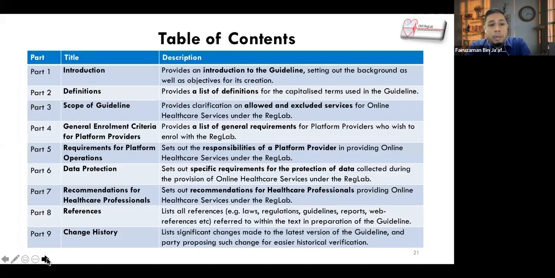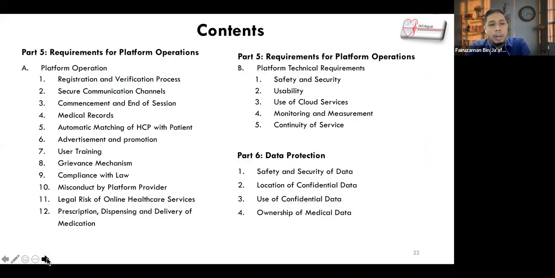These are just an overview of the contents of the guideline. We have the scope of the guideline, general enrollment criteria for platform providers, which for now is for the RegLab, requirements for platform operations, data protection, which has a specific part of its own because of its importance nowadays, and also recommendations for healthcare professionals. These are the main contents of the guideline.